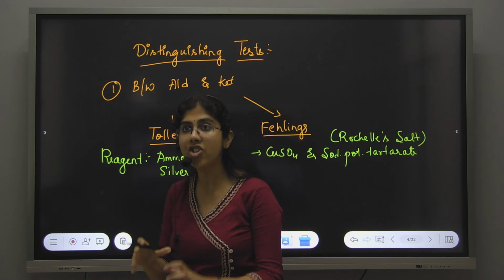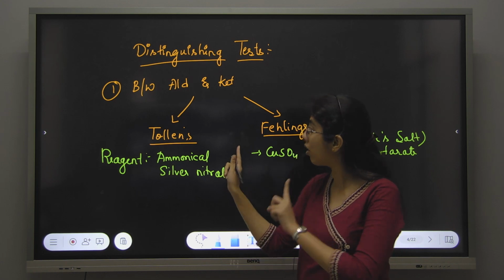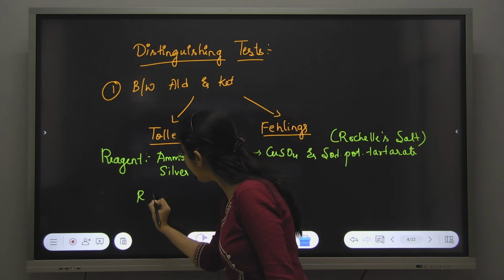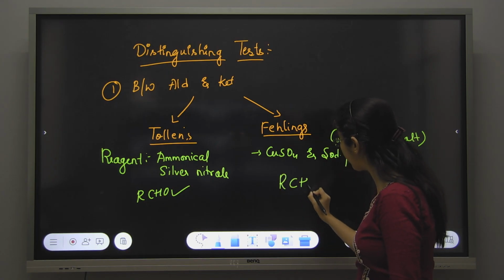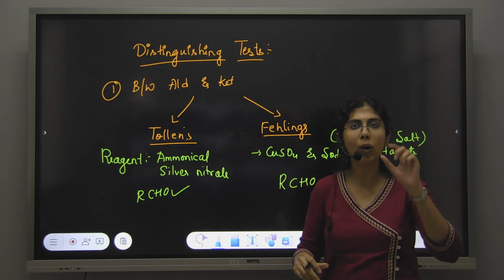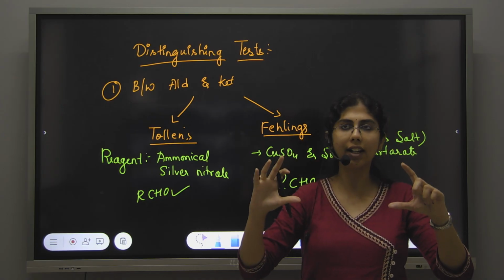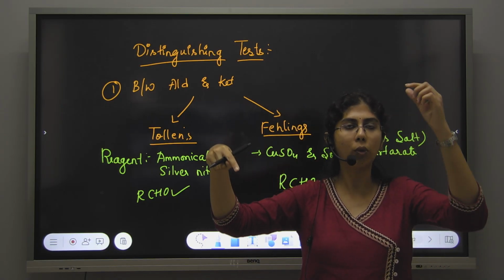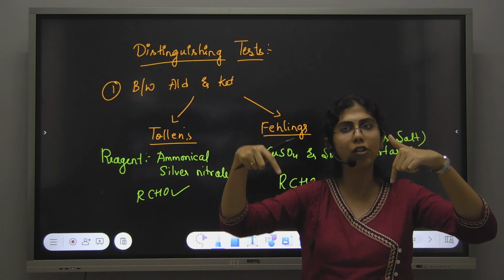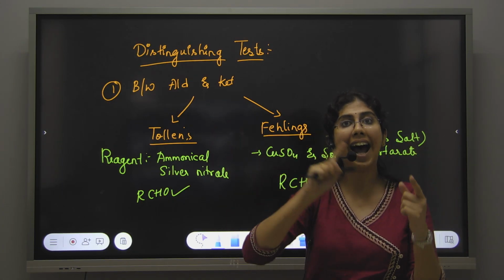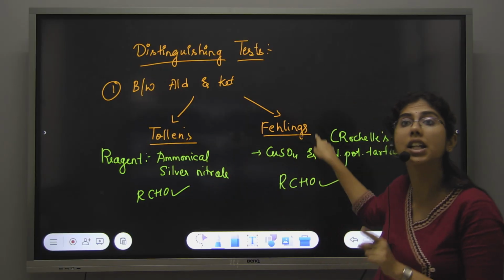Now, which kind of compound will give a positive test? Aldehyde will, any aldehyde you take. Let's say you have taken an aldehyde in a test tube. To one test tube you add Tollens reagent, and to another test tube you add Fehling's solution. What will happen?